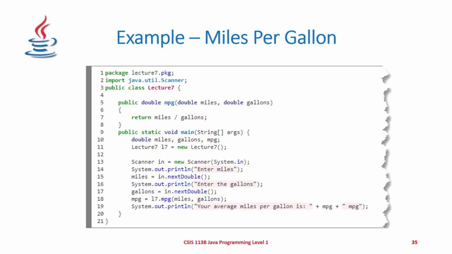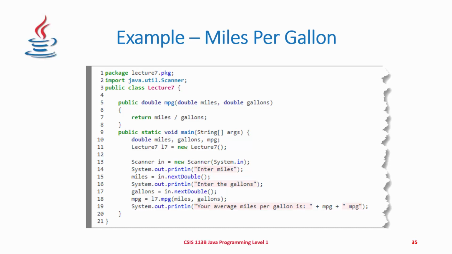Another example here, miles per gallon. You can see that a method called mpg is created. It's going to return a type of double, and it takes in formal parameters of two different doubles. One is referred to as miles, the other is gallons. Internally it takes miles, divides by gallons, and then returns that value.